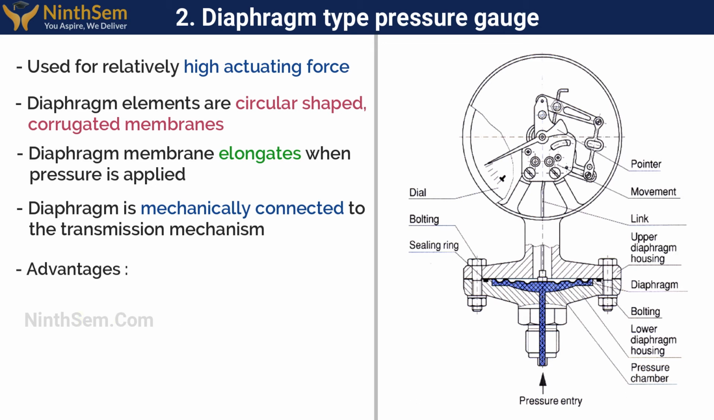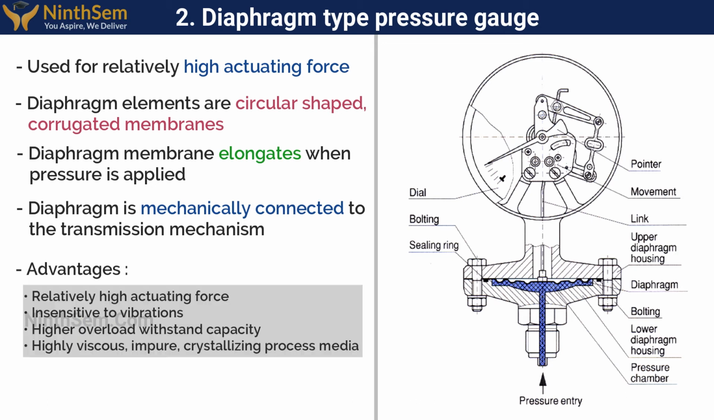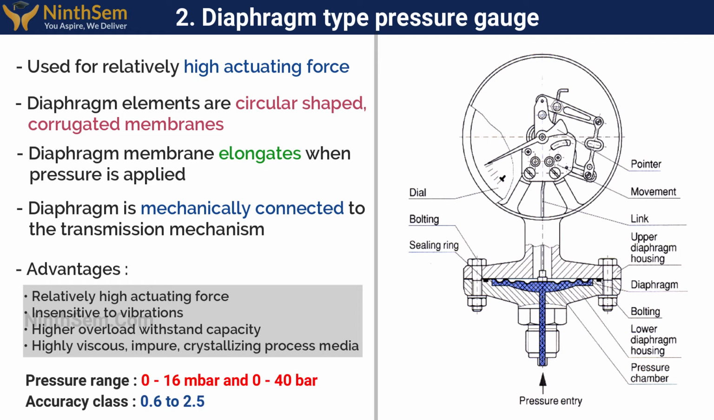What is the advantage of this type of pressure gauge? It has relatively high actuating force, is insensitive to vibration, and has higher overload withstand capacity. High viscous, impure or crystallized process media can be handled with this type of pressure gauge. Pressure ranges can be between 0 to 16 megabar and 0 to 40 bar with accuracy class from 0.6 to 2.5. Then comes the capsule.